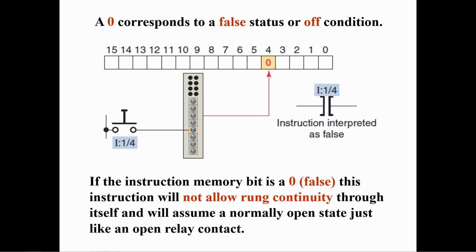If the external switch is not closed, a 0 is placed at the specified address in the input table, and the examine if closed instruction becomes false and there is no run continuity through the contact. This is the same as a normally open contact on a relay whose coil is not energized.